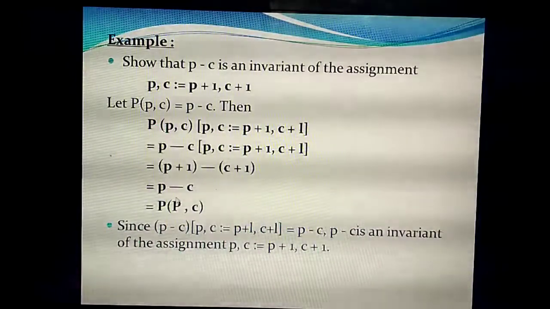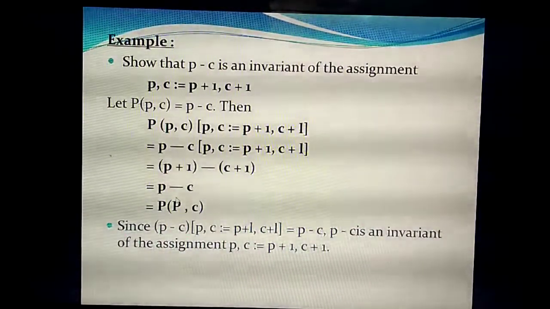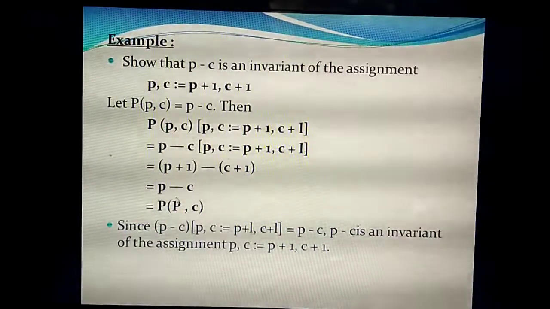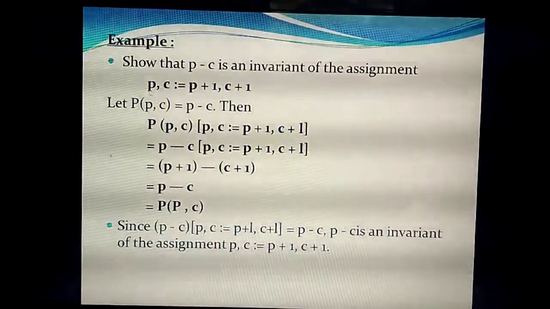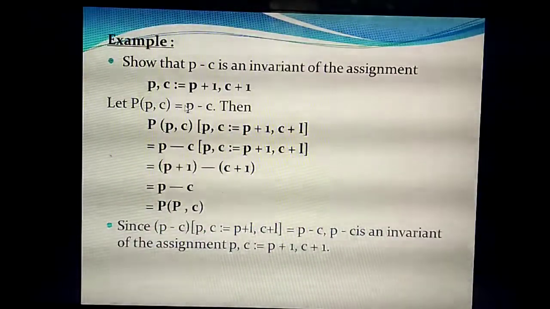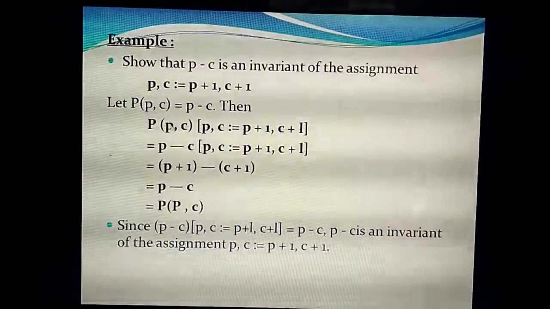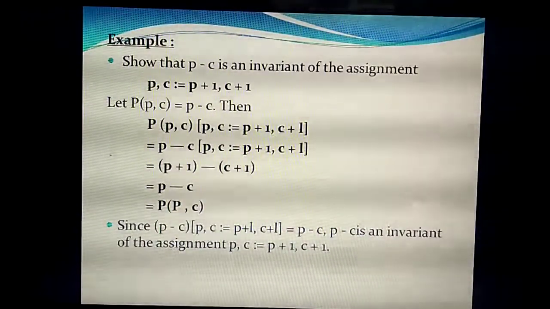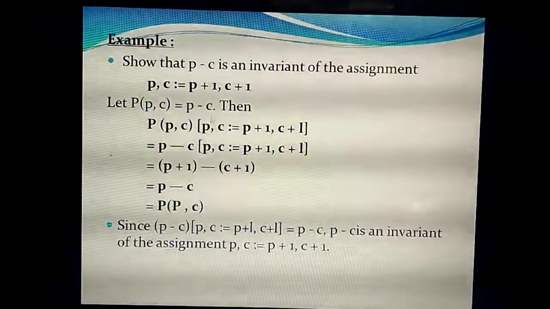Understand? So once more I am explaining. Here in the question they asked to prove P minus C is an invariant. But for that you are going to assign the value, changing P to P plus 1 and C to C plus 1. You take P of P comma C as P minus C. So here substitute the values in P of P comma C: P and C are going to change to P plus 1 comma C plus 1.